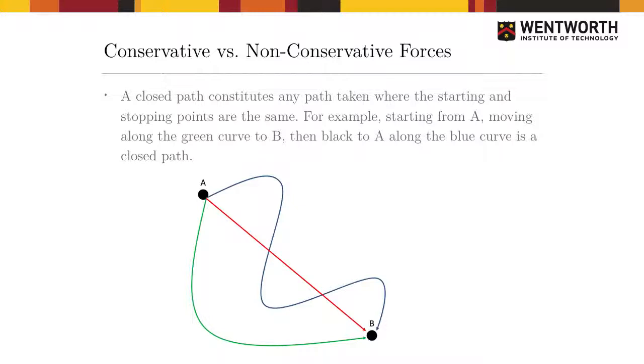This figure shows a few cases of closed paths. First, one could travel from point A to point B on the green path, then take the blue path back to point A. Or they could travel along the red path to point B and turn around and take the red path back to point A. Both options constitute a closed path.